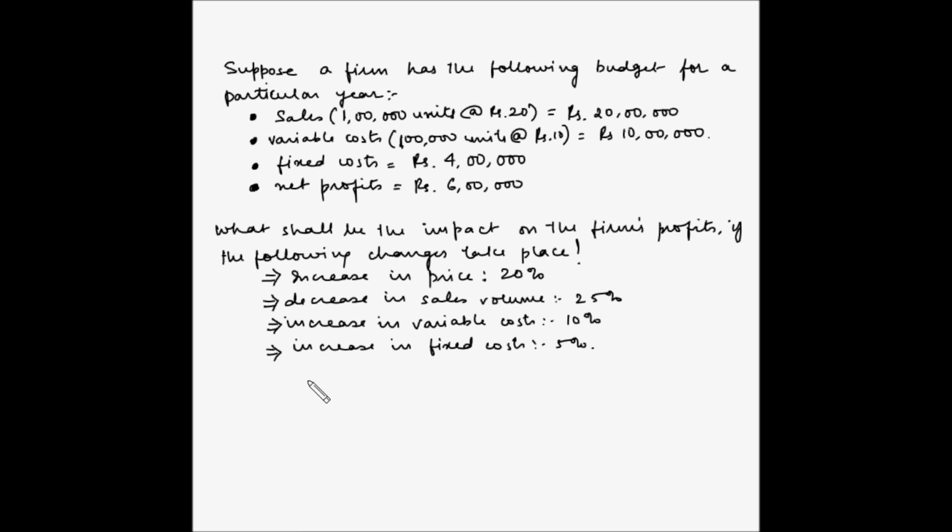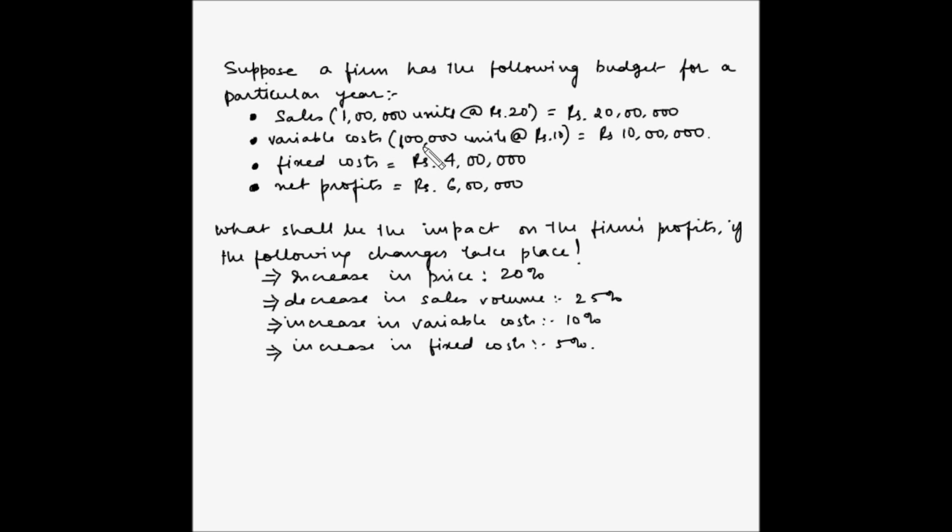Suppose a firm has the following budget for a particular year. So basically a company is planning the budget for its next year and has estimated a few things. They are expecting sales to be 100,000 units at a price of 20 rupees per unit. So the total sales would be 20 lakh rupees.